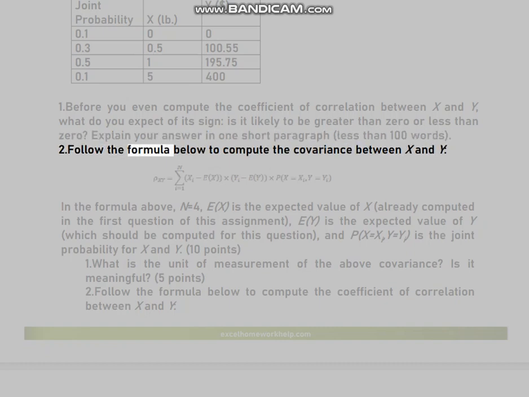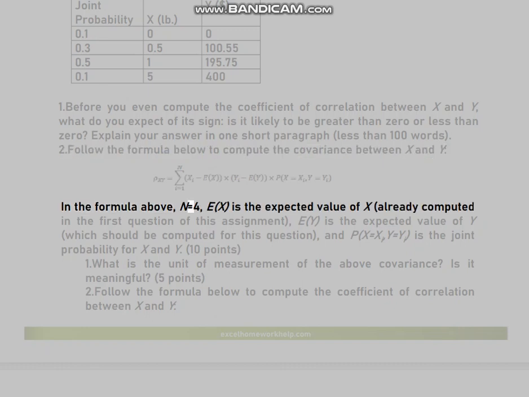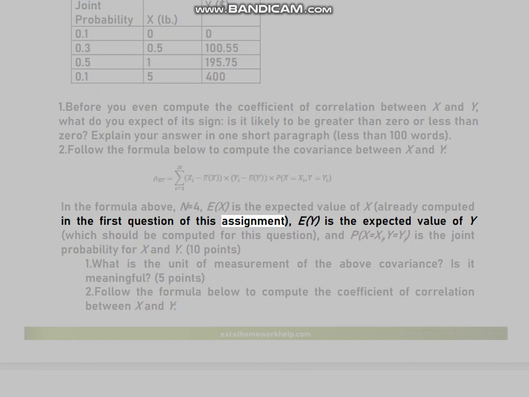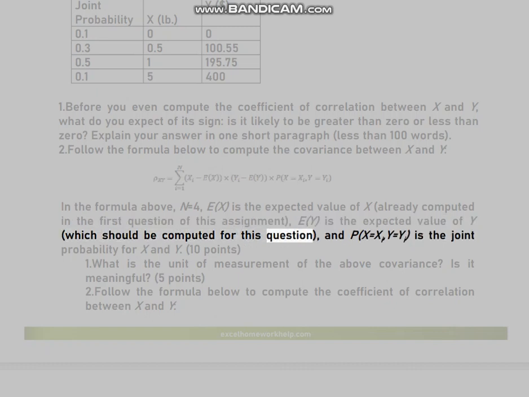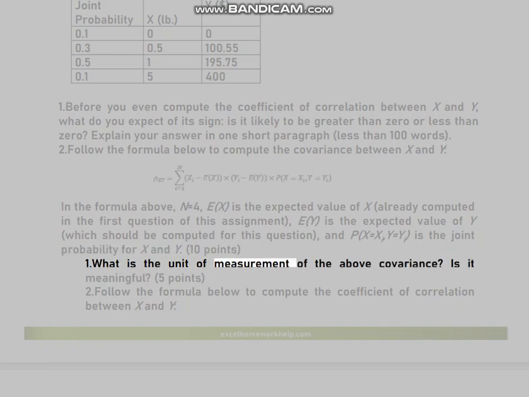2. Follow the formula below to compute the covariance between X and Y. In the formula, n equals 4, the expected value of X was already computed in the first question of this assignment. The expected value of Y should be computed for this question, and the joint probability is for X and Y. 10 points. 1. What is the unit of measurement of the above covariance? Is it meaningful? 5 points.